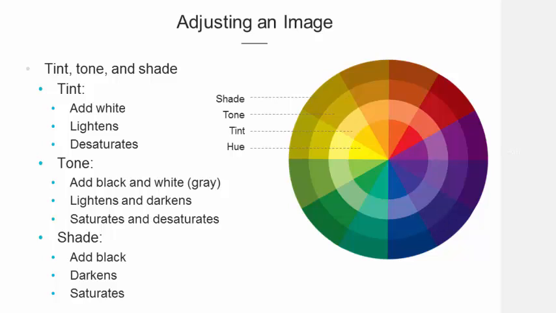The color wheel. So if you'll allow me to indulge in a little bit of color theory, the center of the color wheel that I'm pointing out here is the hue. And if you consider hue to be just the most basic form of that color, it's red, it's blue, it's yellow. That's your hue. The tint will add white to whatever image, whatever color you're adjusting.